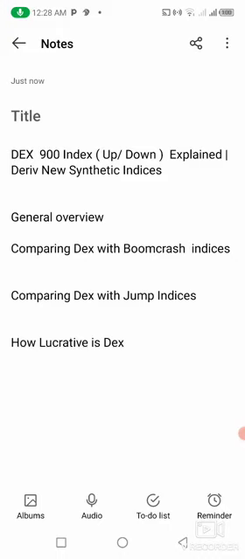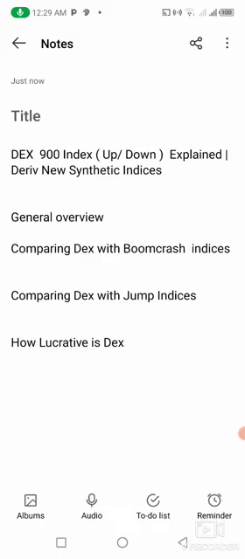The title is DEX 900 Index Up/Down Explained, Deriv New Synthetic Indices. So in this video, we shall be covering the following: general overview, comparing DEX with Boom and Crash indices, comparing DEX with the Jump Indices, and how lucrative DEX is. Before we jump into the breaking down or detailed explanation of these contents, let's start with DEX.